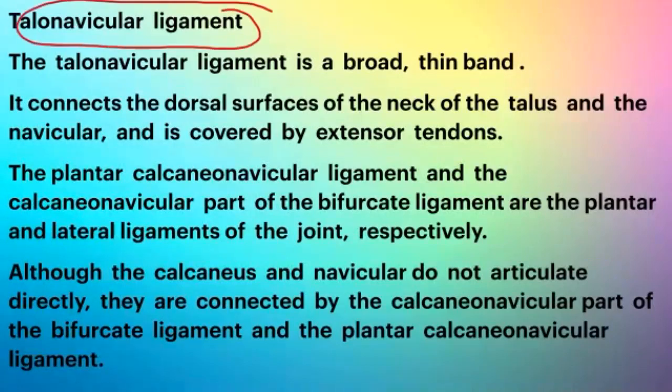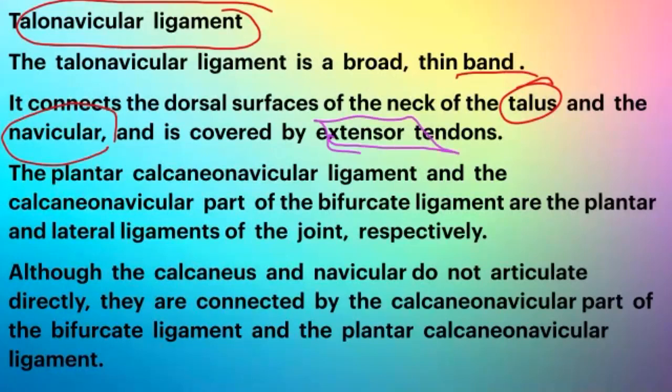Coming to the talonavicular ligament, the talonavicular ligament is a broad, thin band connecting the dorsal surfaces of the neck of the talus and the navicular, and is covered by extensor tendons. Remember that it is covered by extensor tendons. So the neck of the talus and navicular bone is connected by talonavicular ligament, right?